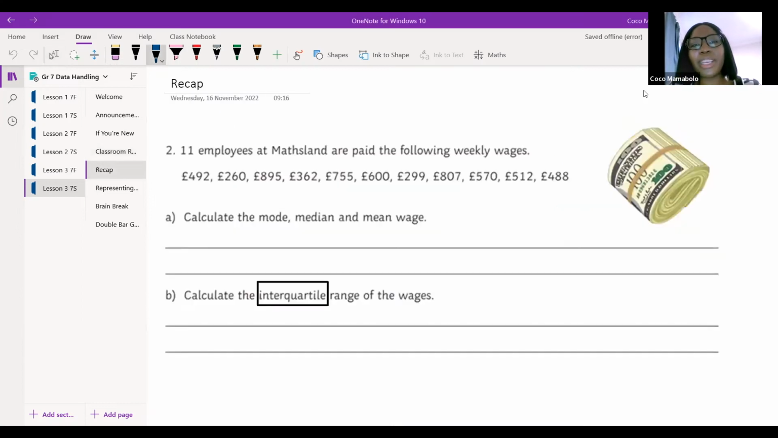So we're going to do a quick recap of everything that we did. We're not going to be doing the interquartile range, we're just going to be doing range. I have a feeling I might have to teach interquartile range in these exam revision classes, because we're not actually going to be doing them.